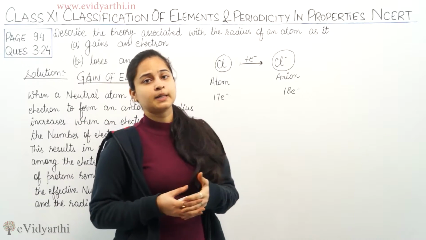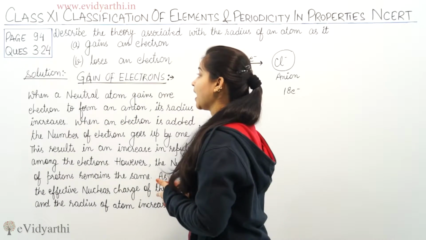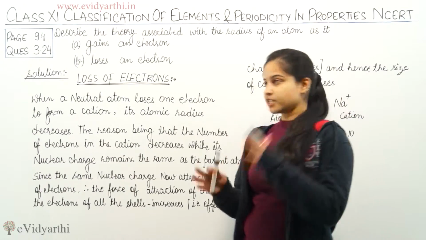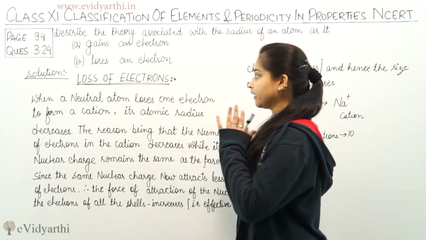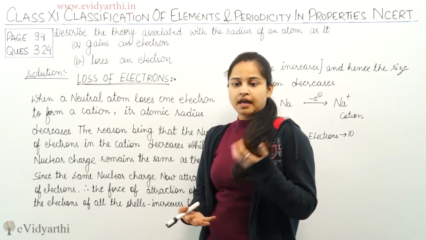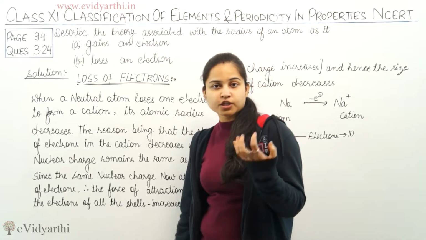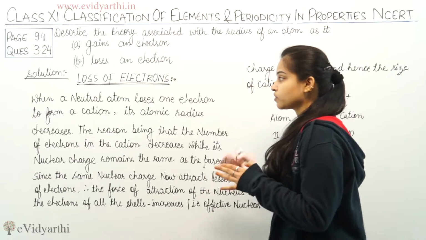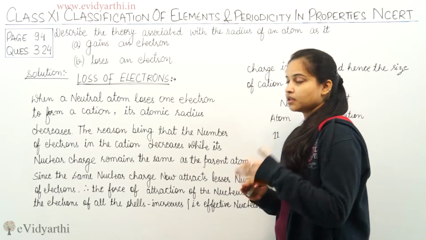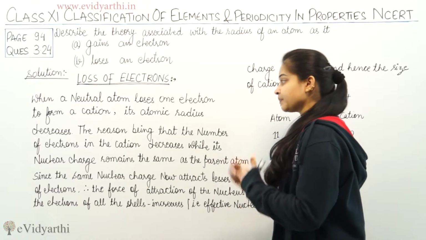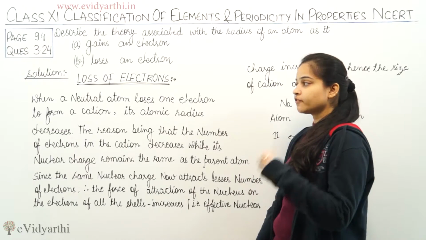Now I'll be discussing the second part, that means when an atom loses an electron. So, coming to the next point, that means loss of an electron. So, when a neutral atom loses an electron, the radius of that atom decreases. Fine. So, when a neutral atom loses one electron to form a cation, its atomic radius decreases.